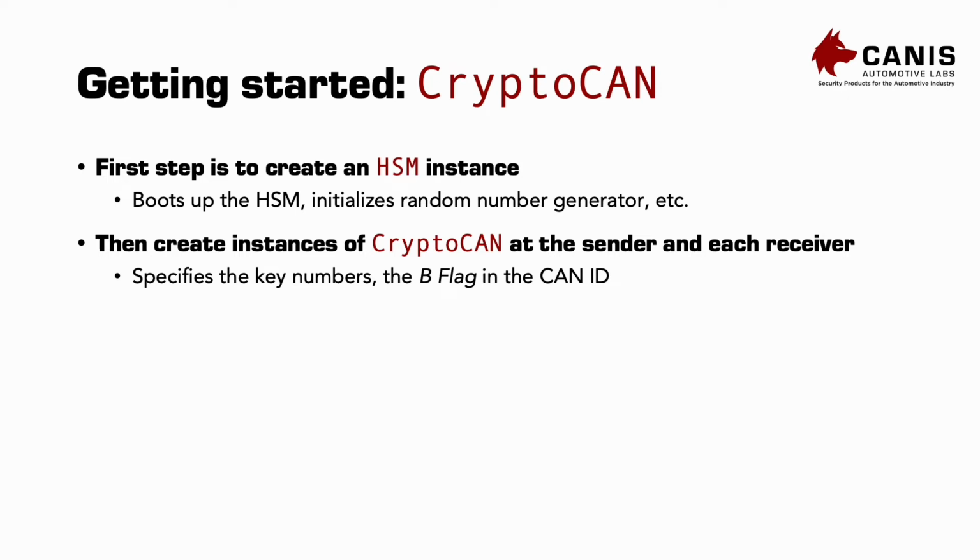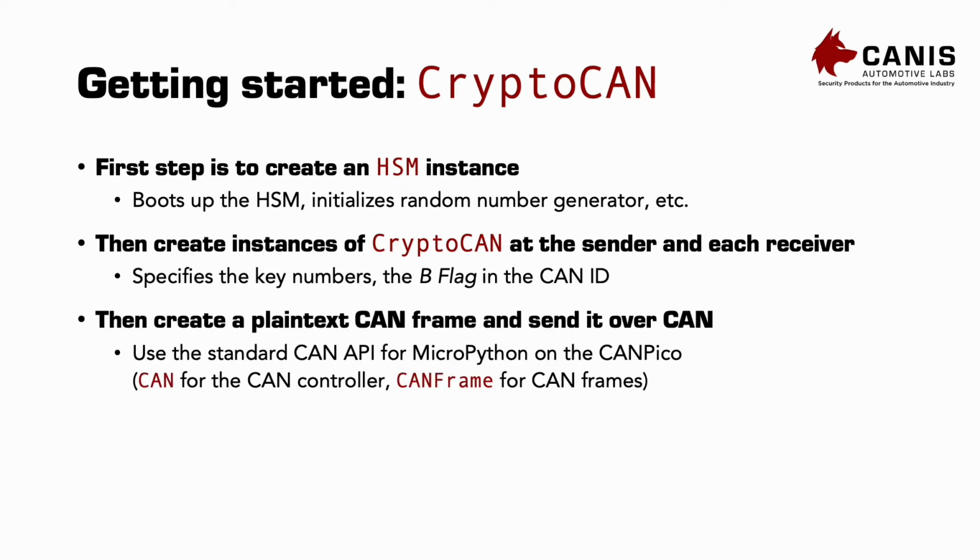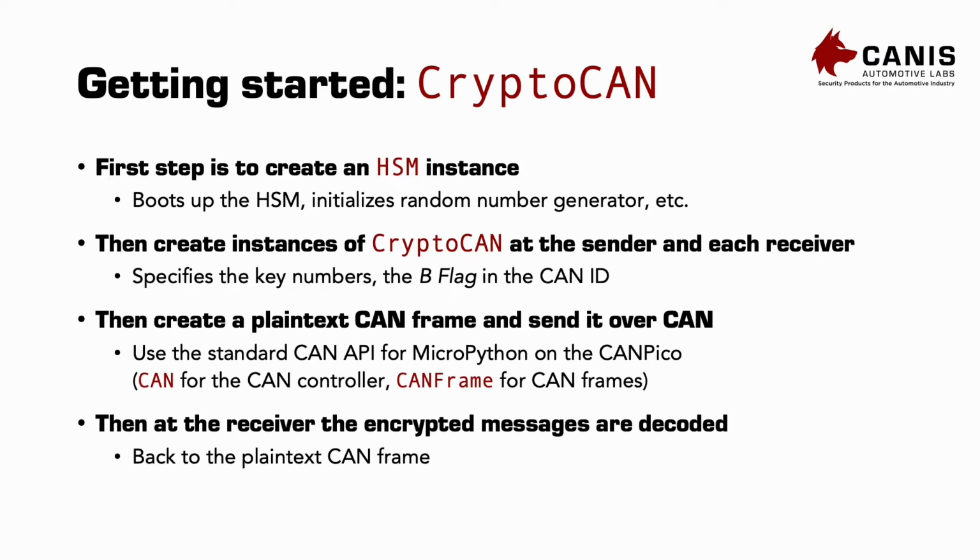We create a context on the receiver with the same keys and B flag. Once we've created the context, we can start pushing plaintext CAN frames through it to get pairs of ciphertext frames, and then transmit them on the CAN bus. Then at the receiver, we run the ciphertext frames through the CryptoCAN context and get back to the plaintext CAN frame. Let's go to the lab and try it out.